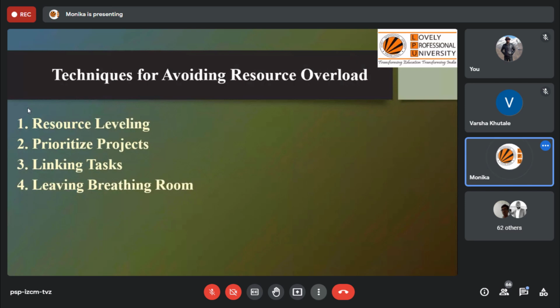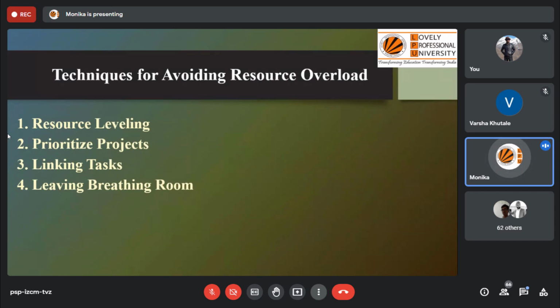Now these four techniques are very important. Do focus on these four, on how we can reduce overload or over allocation of resources. First one is resource leveling, as I told you. Second one is prioritize your project. The next one is linking tasks. And the last one is leaving breathing room.